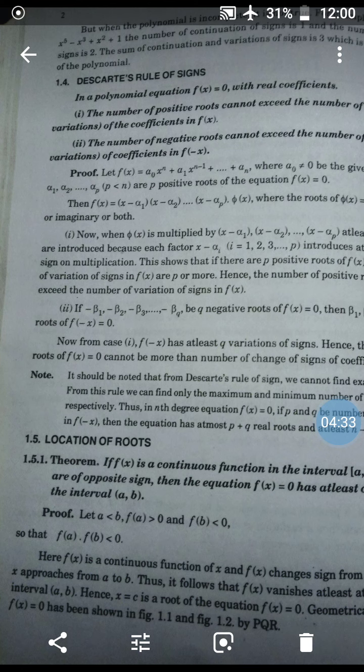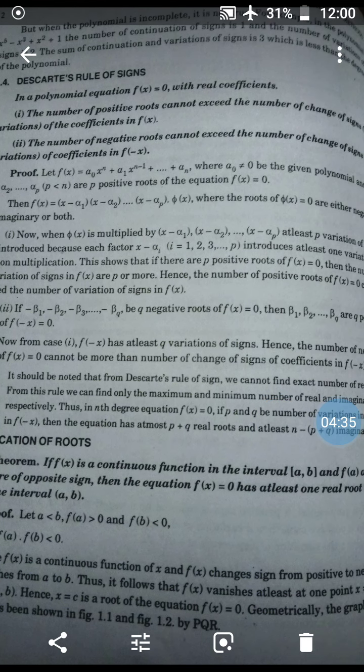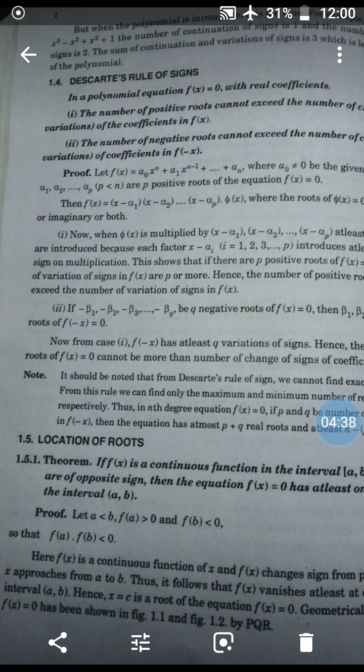into the quotient. Here the quotient is phi(x), where the roots of phi(x) are either negative or imaginary or both.